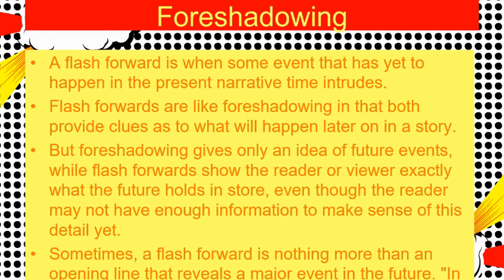We also see flash forwards and foreshadowing in some stories. Now, a flash forward is when some event that has yet to happen in the present narrative, meaning in the story that they're telling, kind of time intrudes. It bumps in and it's saying what's going to happen in the future. But it's an exact telling. So sometimes when you're reading chapter books, they'll do this and they'll flip between the story they're telling and then they're flashing forward to what the future actually is.